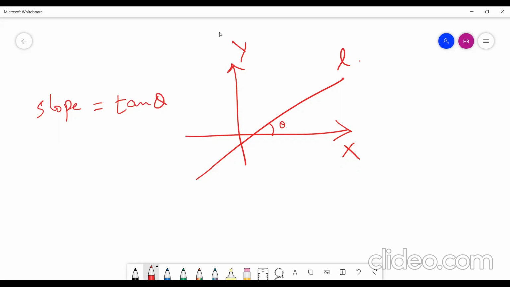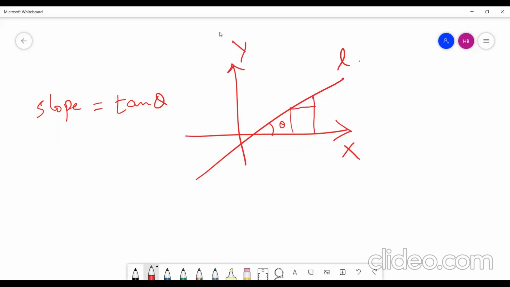Another way of calculating this slope is, what is another way? y equals mx plus c. Neha ji, what about you? Okay. Another way of calculating the slope of this line, we can choose any two points on this line.